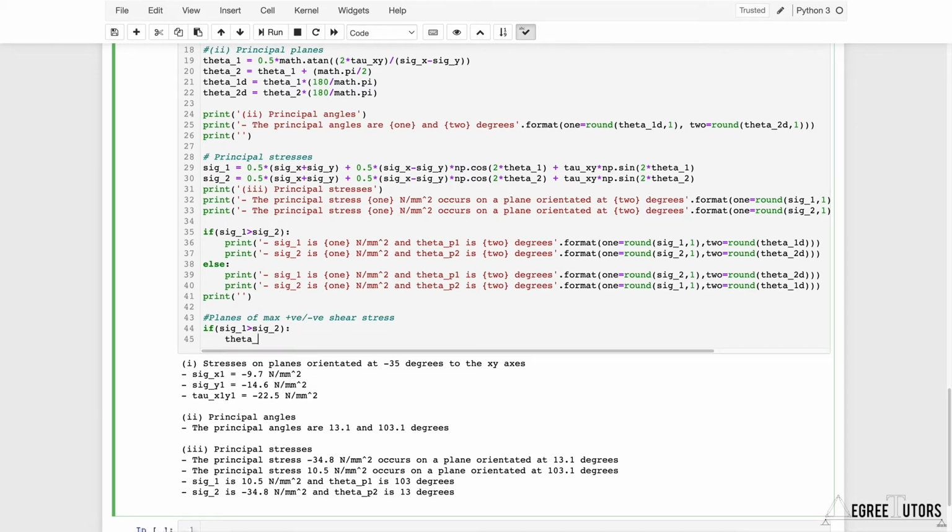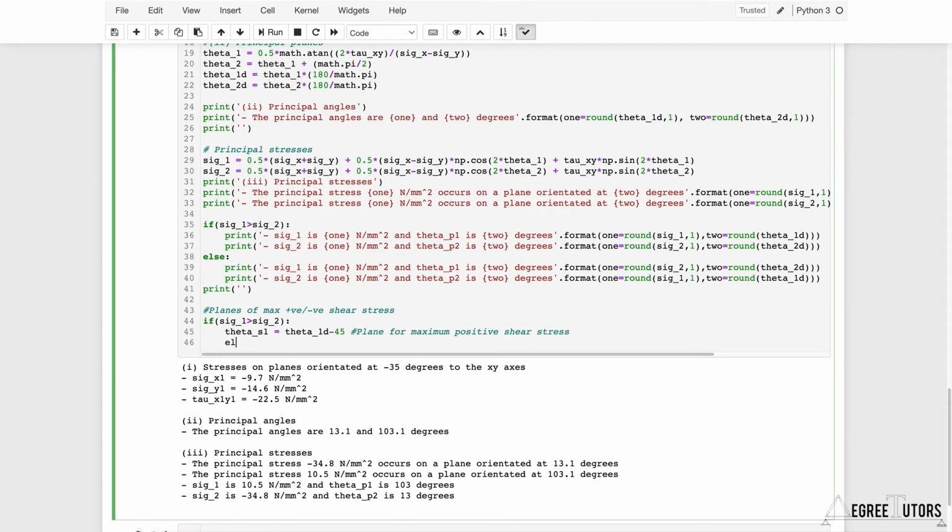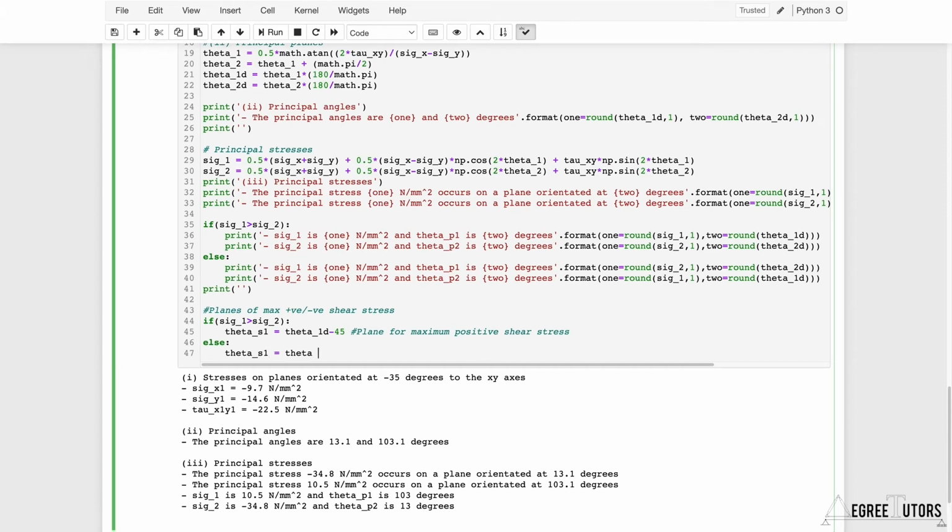So we'll say theta S1, because I'm trying to work out these angles for the planes on which the maximum shear stresses occur. But remember, we defined those relative to theta P1. So we said theta S1 was theta P1 minus 45 degrees. So I need to know which one is theta P1. So if sigma 1 is greater than sigma 2, well then that means theta S1 is equal to theta 1D minus 45, right? So that's the plane for the maximum positive shear stress. Let's just put that in. Else, theta S1 is going to need to be defined as theta 2D minus 45.